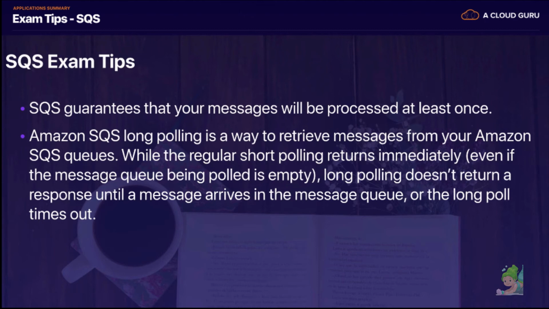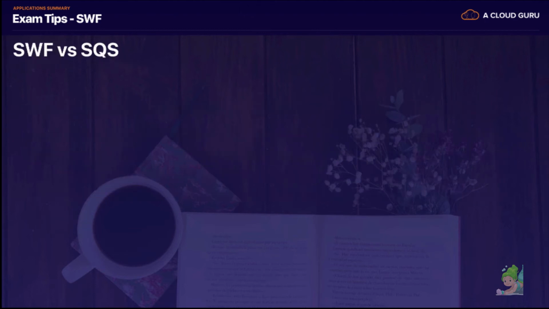While regular short polling returns immediately, even if the message queue being polled is empty, long polling doesn't return a response until a message arrives in the message queue or the long poll times out. And this is a way of saving money with SQS.